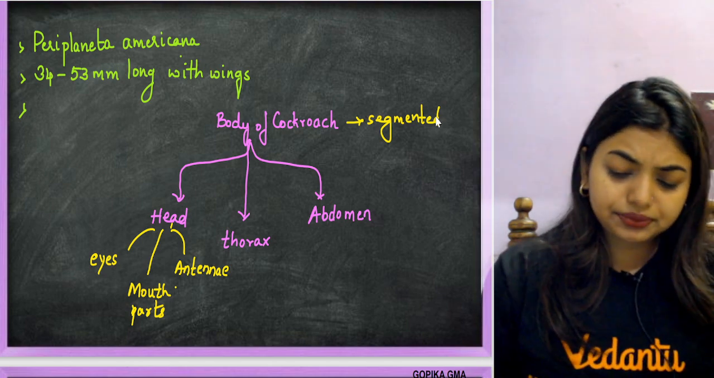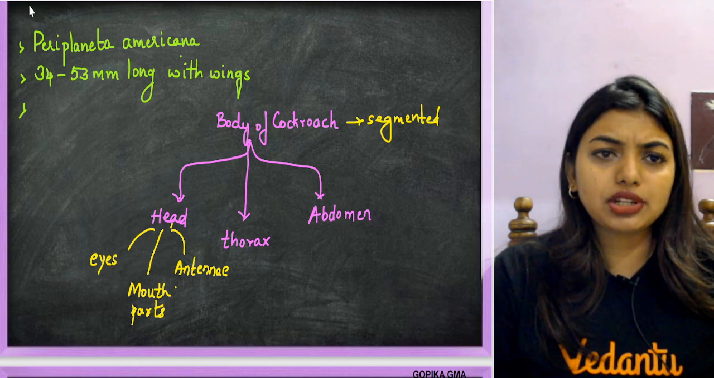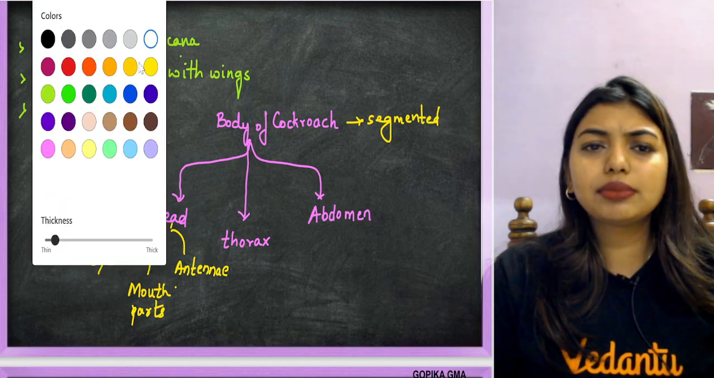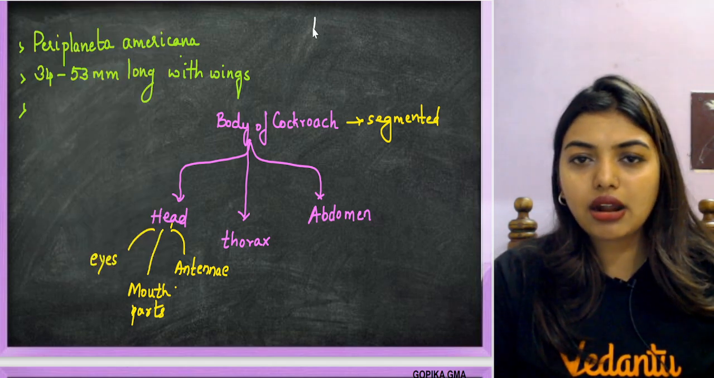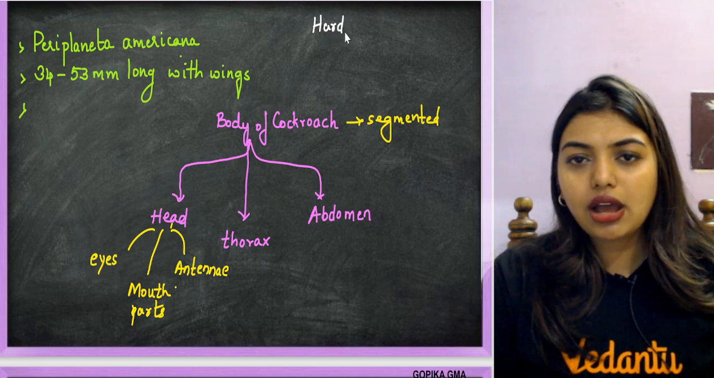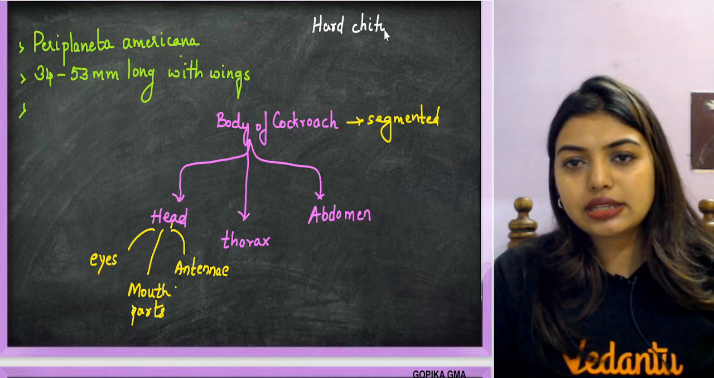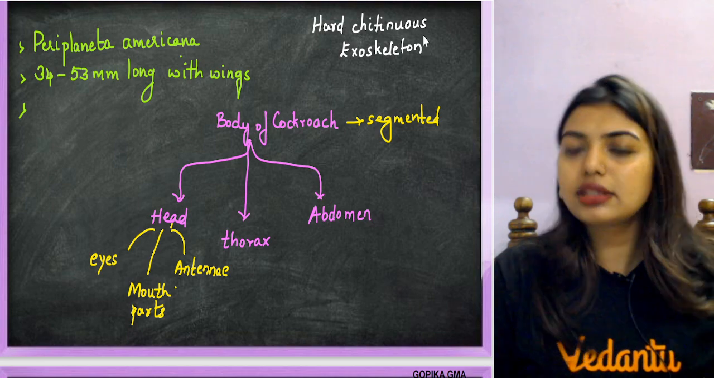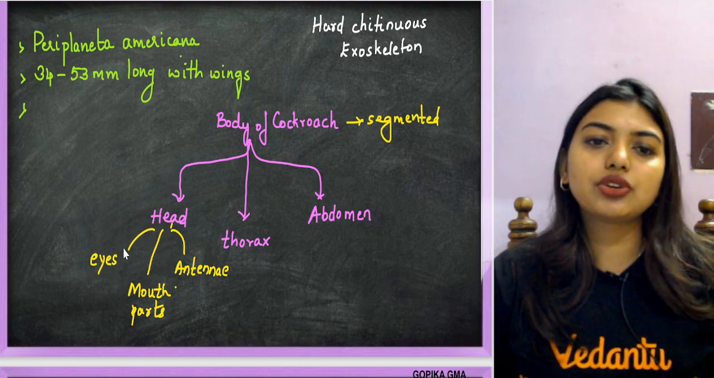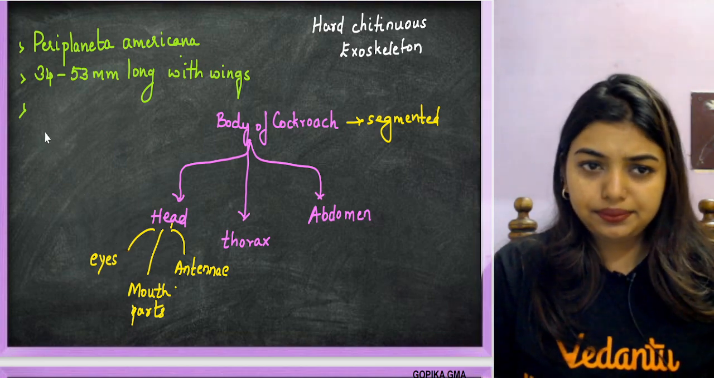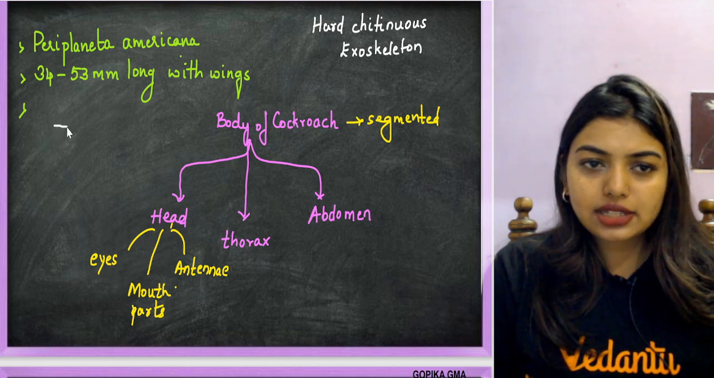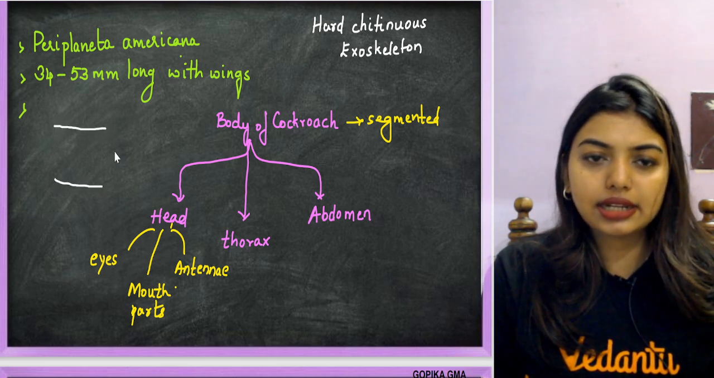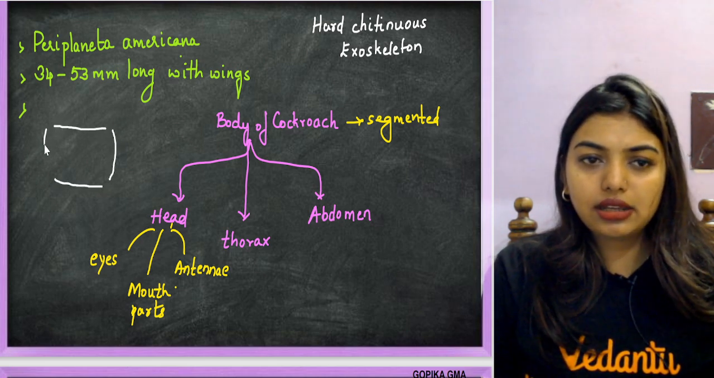Now students, segments are there. Okay, ma'am, understood. Now ma'am, they spoke about something called as sclerites. So students, this hard chitinous exoskeleton is there in the body. Now what is going to happen? Let's say cockroach is there. On the three sides of the cockroach, let's say these two are the lateral side, this is the ventral side, this is the dorsal side.